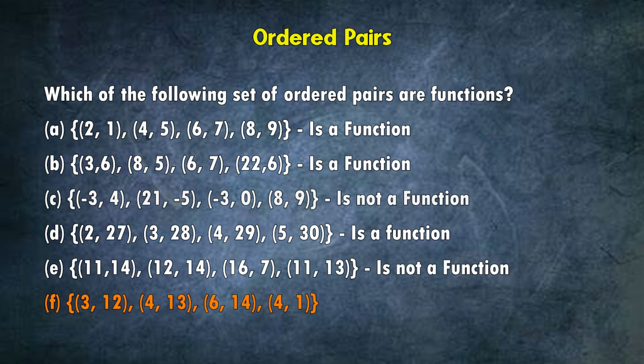And lastly, we have (3, 12), (4, 13), (6, 14), and (4, 1). The x values are 3, 4, 6, and 4. The 4 repeats itself, so F is not a function.